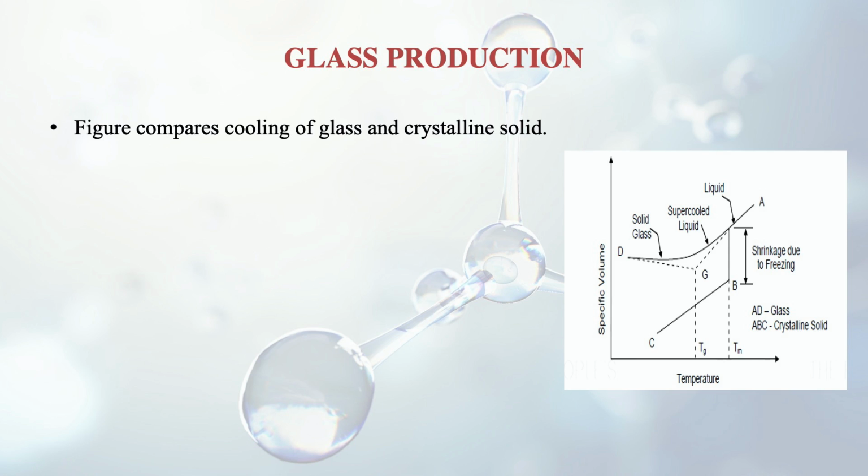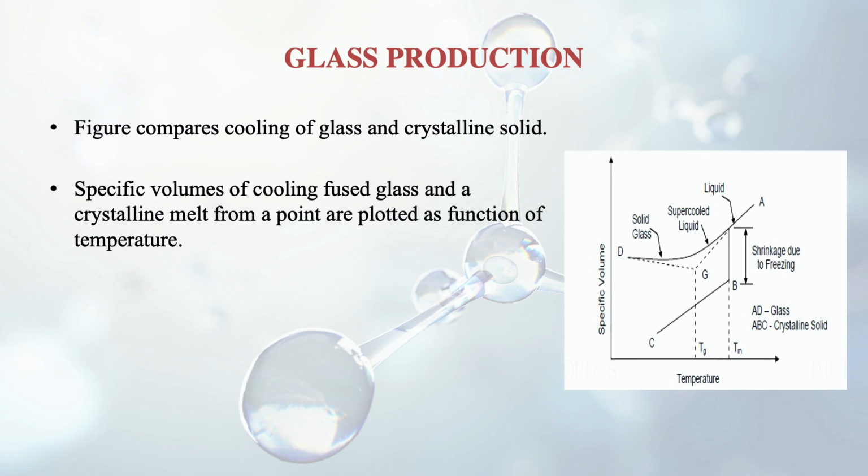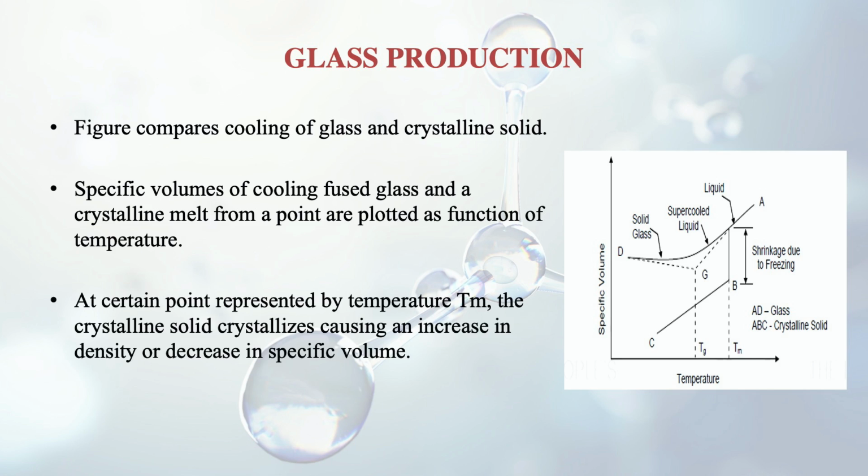So this figure compares cooling of glass and crystalline solid. Specific volumes of a cooling fused glass and a crystalline melt are plotted as a function of temperature. You can see in the curve there is temperature Tm and there is temperature Tg also. At temperature Tm, the crystalline solid crystallizes, causing an increase in density or decrease in specific volume. This I have told you earlier also. Crystalline solidification is continuous from B to C thereafter.